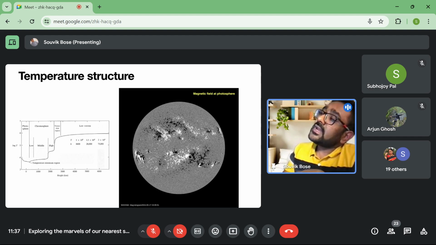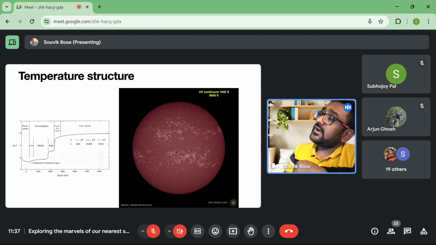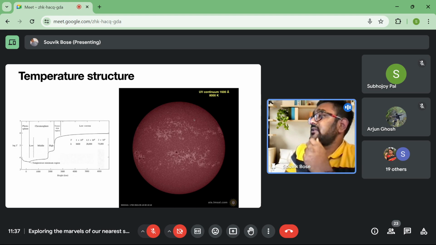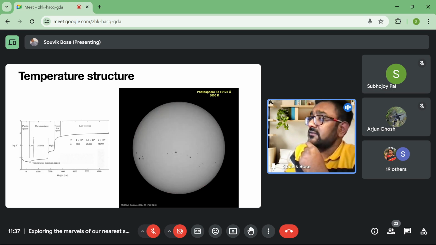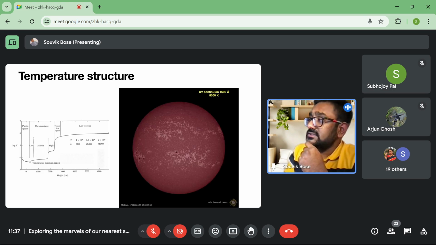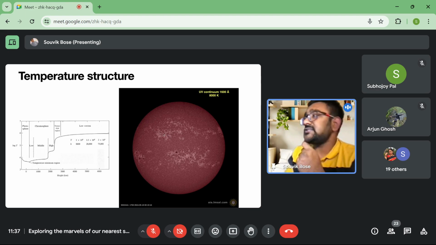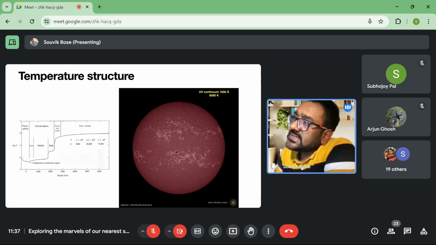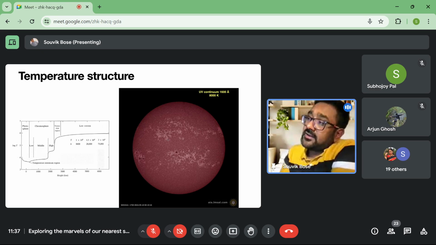Now, if you look at images that you see in the ultraviolet, and this is at roughly about 8,000 Kelvin, you start seeing these intense bright features which you don't see in the photosphere. These features are known as plages. Basically, they have intermediate magnetic fields. They have magnetic field strengths between the sunspots and the quiet sun. So it's weaker than the sunspot, but it's quite strong compared to the quiet sun region.